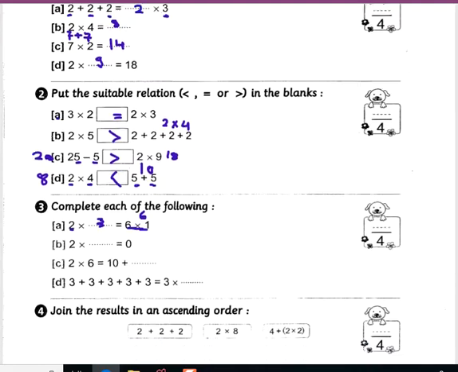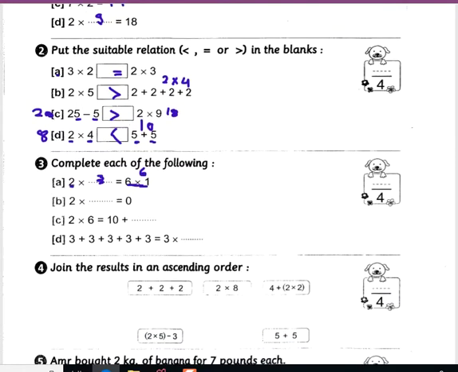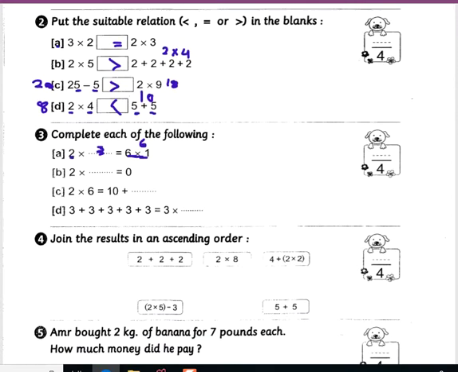Number B, he said 2 times space equals 0. 2 times what equals 0? We said before any number times 0 results in 0. So 2 times 0 equals 0.